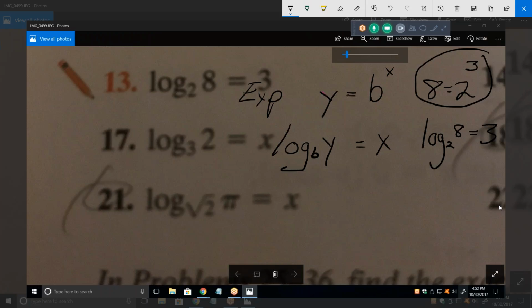So this will allow you to go back and forth. And you have to do each one equally. In other words, you've got to be able to go from exponential to logarithmic and from logarithmic to exponential. So let's write the exponential form of the second one.